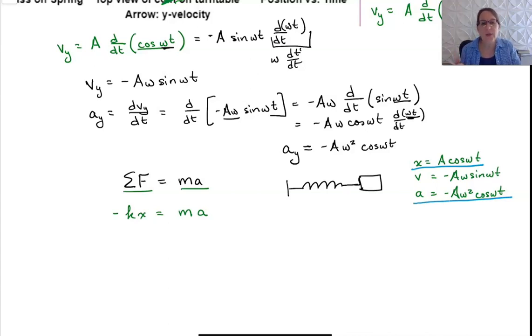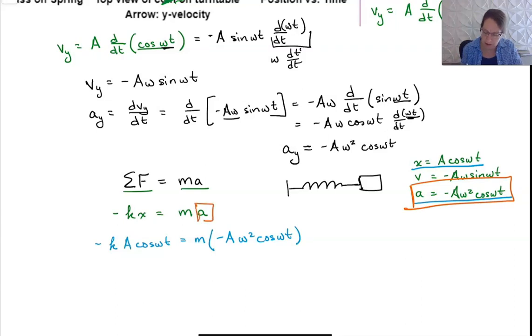The way we know that it works is if the time falls out of this. So I put this in, I get minus k, I put in A cosine omega t is equal to m, then I'm going to put in my expression for the acceleration, minus A omega squared cosine omega t. So I substitute that in here, that's this, and then I substituted this expression right in here, that became that, okay?